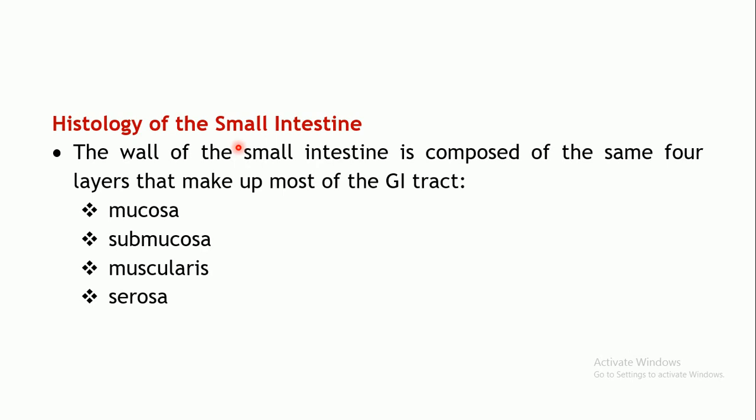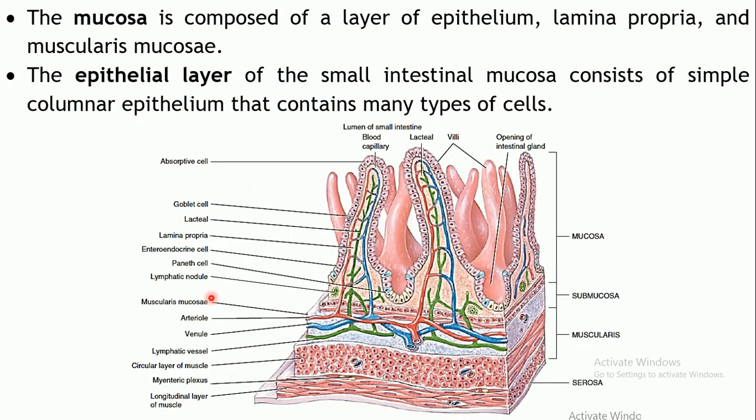That is the innermost layer, which is mucosa. Next outer layer is the submucosa. Then next to submucosa, the outer layer is muscularis, and the outermost layer is the serosa. So the same 4 layers are present in the wall of the small intestine also. So let us see what is the composition of each layer. It's almost similar to what we have seen in the introduction.